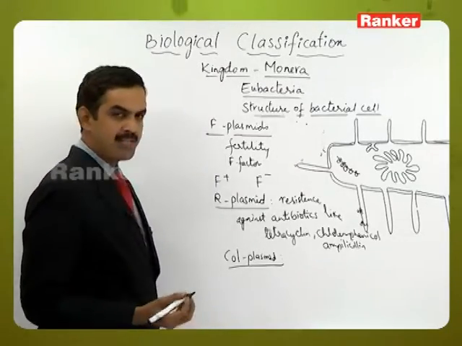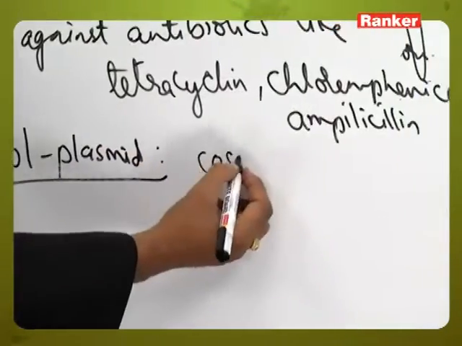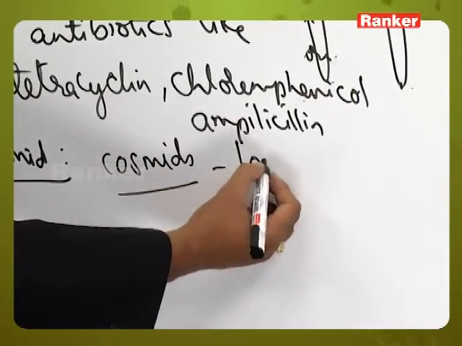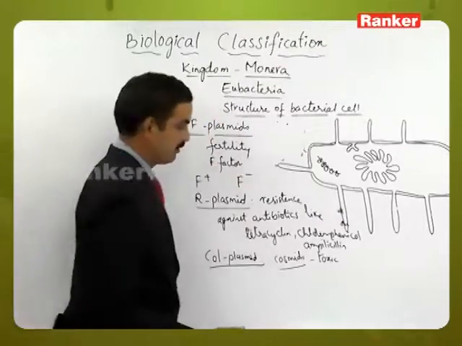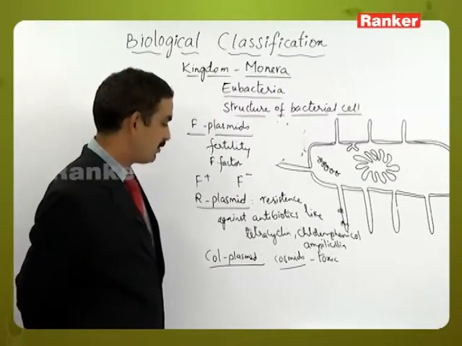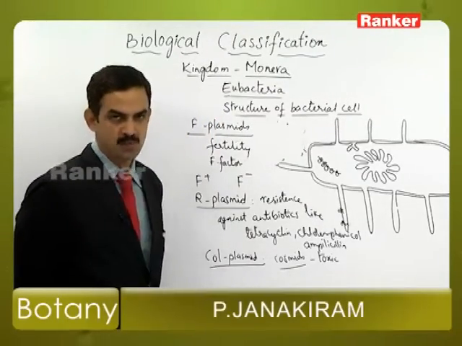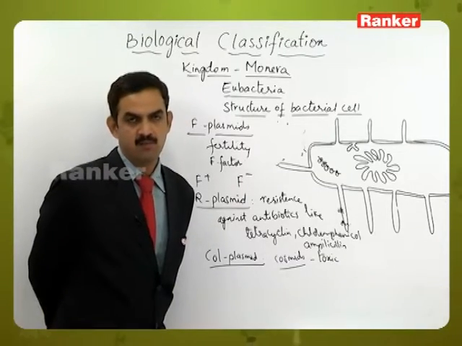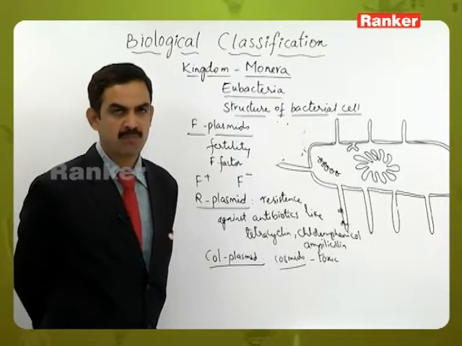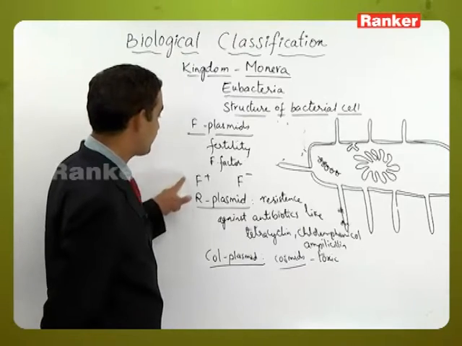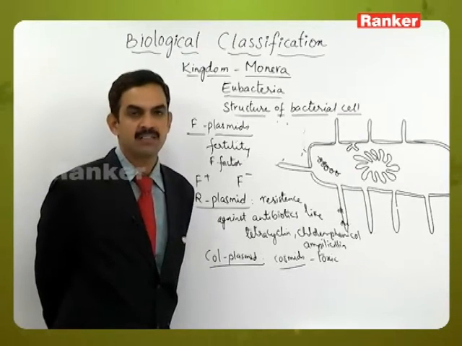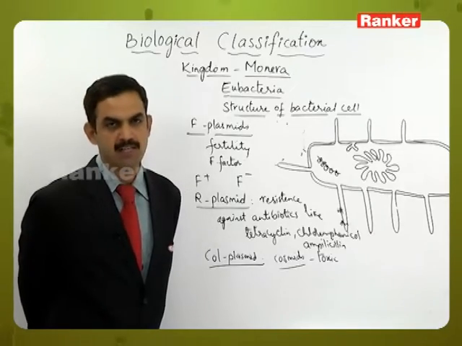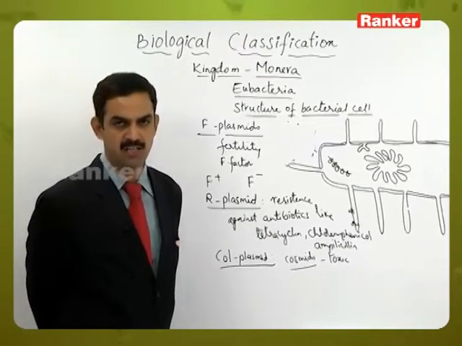So the col plasmid is the one which contains one toxic factor that is called a col. That's why we call these col plasmids. It is poisonous or toxic to the bacteria, causing harm to the particular bacterial species. So this is how these different types of plasmids exist, and their function is acquired based on the nature of the genes present in the particular plasmid material.